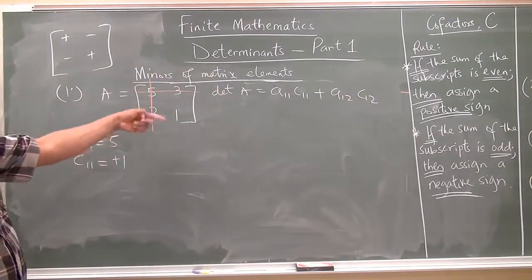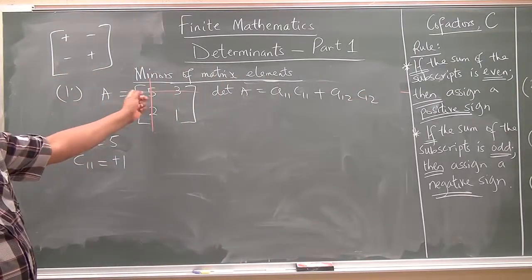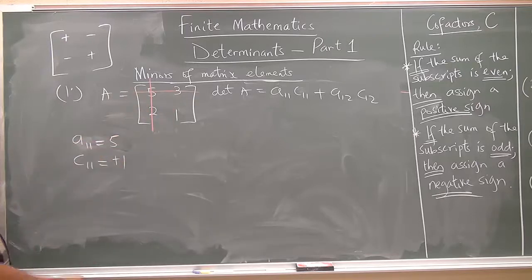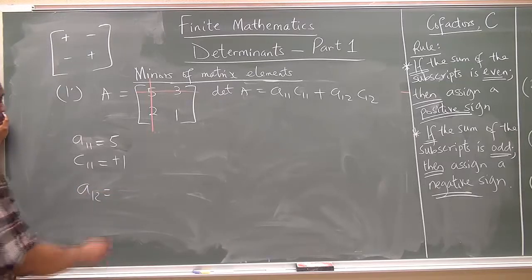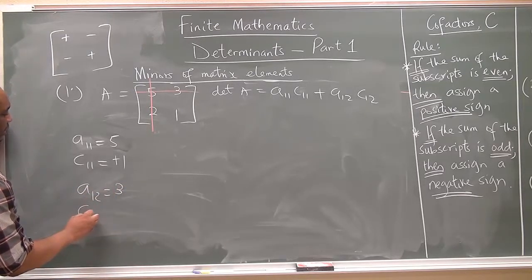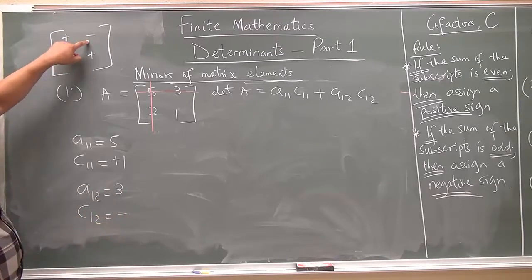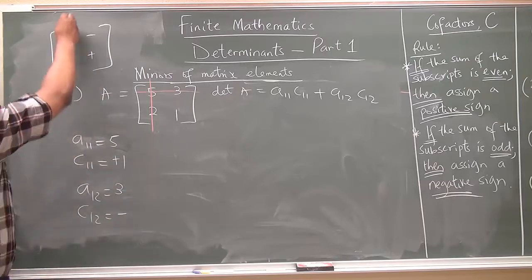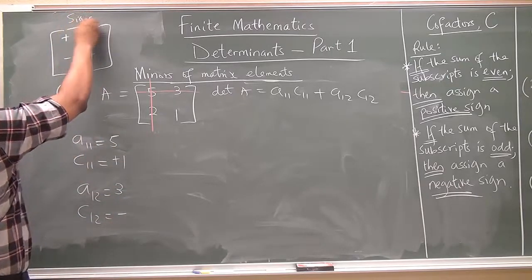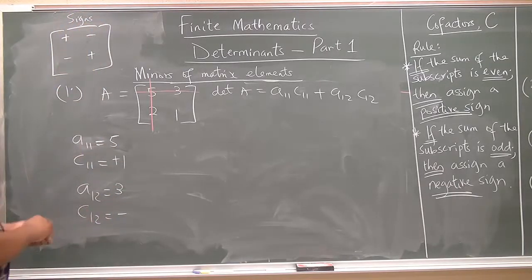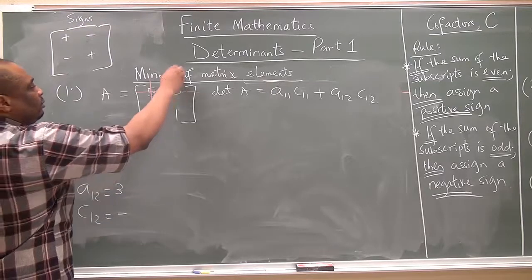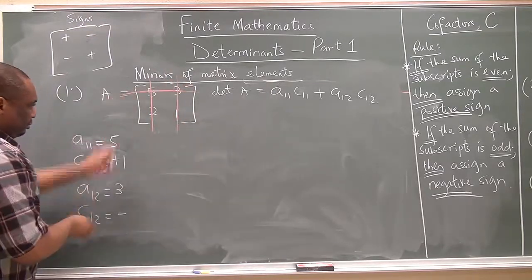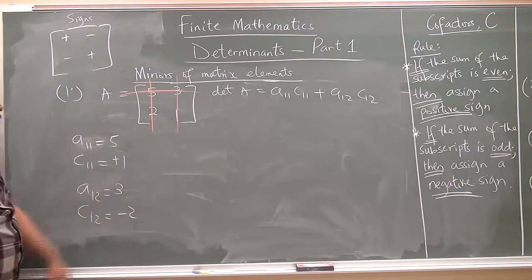Or you can use any one of them. You can use either row. You can use the first row or the second row. Then A12 will be 3. And then C12 will be, this 1 plus 2 is minus. Okay, this gives you the signs of the cofactors. So minus, I come to 1, 2, minus 2, minus 2.